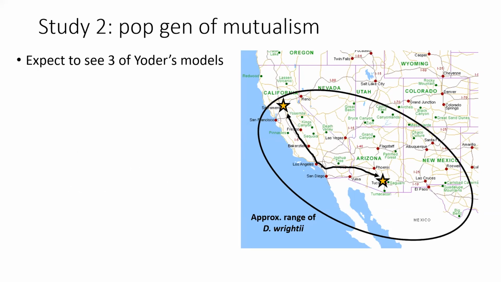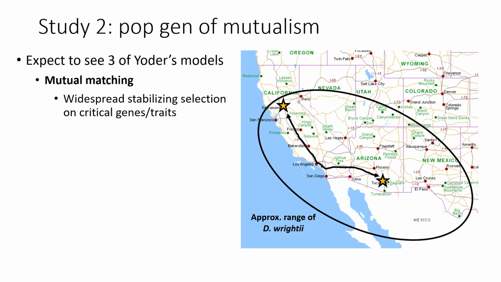And I anticipate seeing three of Yoder's models present in this data set. They are not mutually exclusive. And so depending on the genes in question, you can see multiple of these models validated. So the first of which is mutual matching, in which there should be widespread stabilizing selection on very important genes in the system. And so an example of this could be the biosynthetic genes that produce the very important floral aromas that attract Manduca sexta.